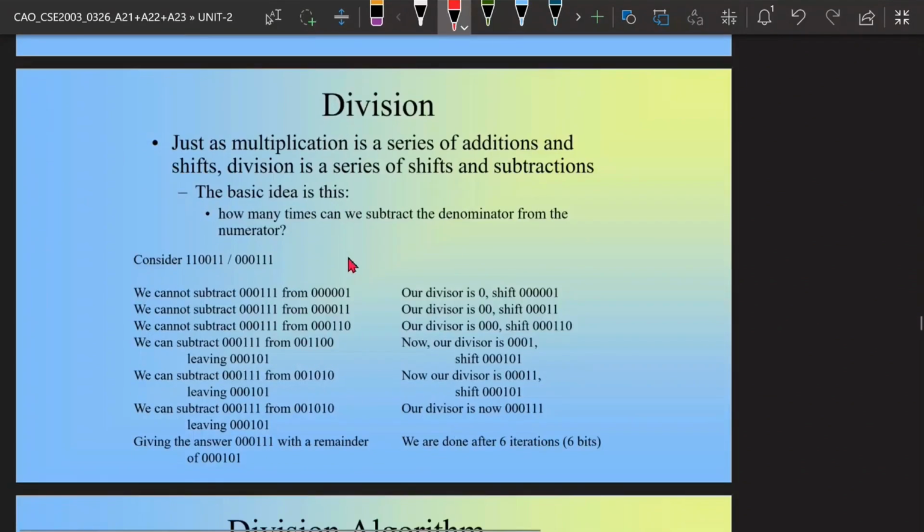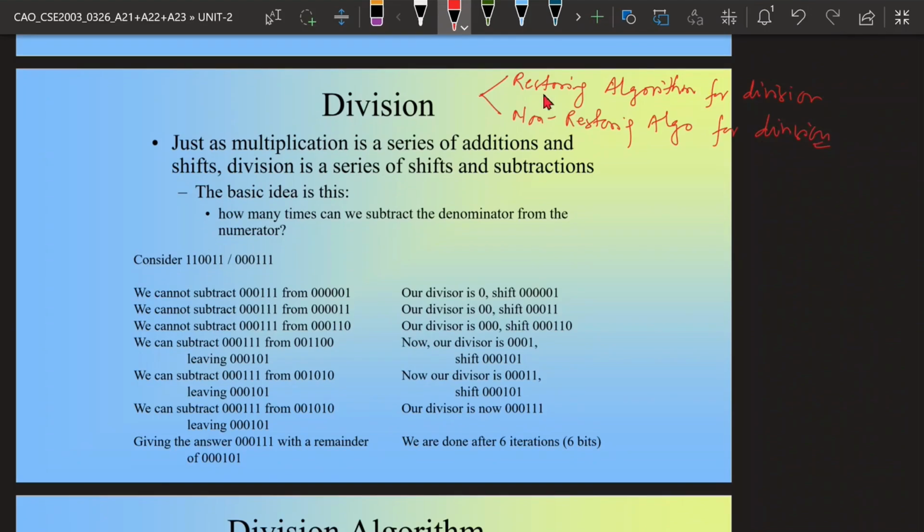So up to here it is the multiplication. These are the multiplication operations basically. The next operation is division. In case of division, we basically have two different cases. There are two different methods to divide. One is called the restoring algorithm for division, and one is called non-restoring. We will be seeing both algorithms one by one.